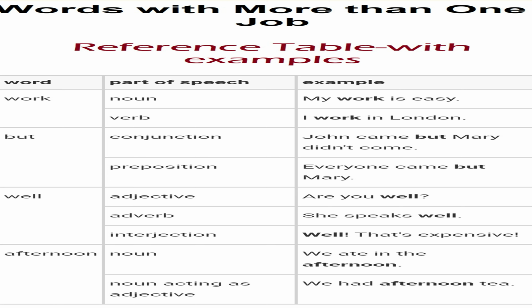For example, the word is work. Can you relate? Work is which part of speech? It is a noun and a verb. An example is, my work is easy, I work in India. Second is but, which can have more than six jobs. It is a conjunction, it joins two sentences. Also, it is a preposition. Example, John came but Mary didn't come. Everyone came but Mary.